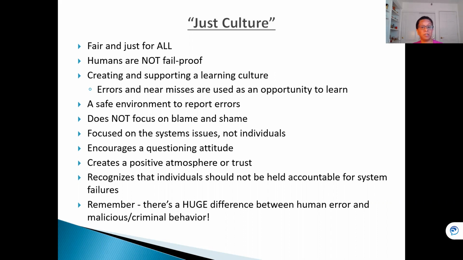Having a safe environment to report errors. Adverse event reporting is another big core function in hospitals. We have an online adverse reporting system. If and when things happen that actually reached a patient, or it was a near miss, it was an issue but we caught it before it touched a patient.